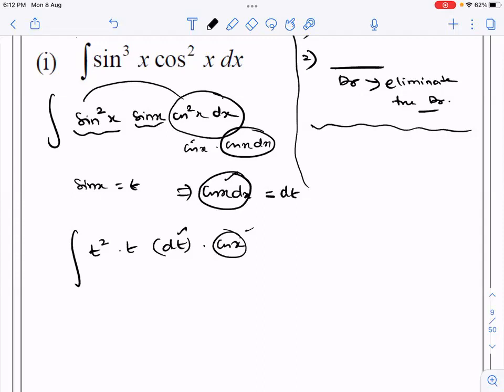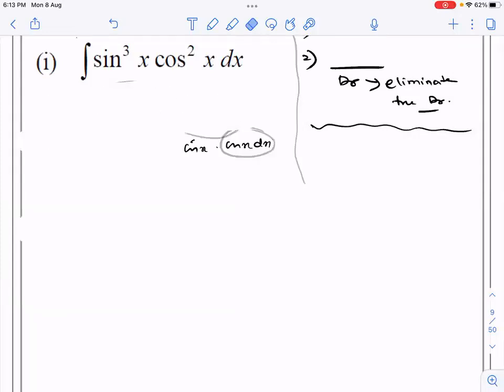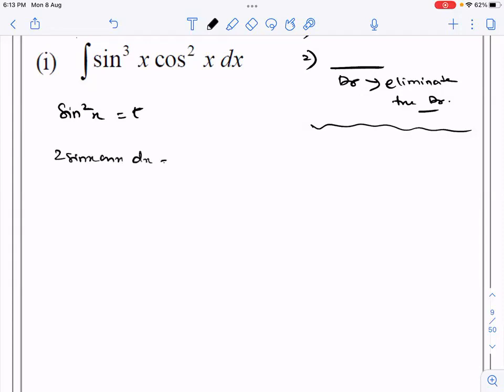But still, if you want to proceed and do it, then this cos x, you have to write it as root of 1 minus sin square x. You want to take sin square x as t. All permutations, combinations we are working upon. So if you take sin square x as t, what will you get? 2 sin x cos x dx is equal to dt.